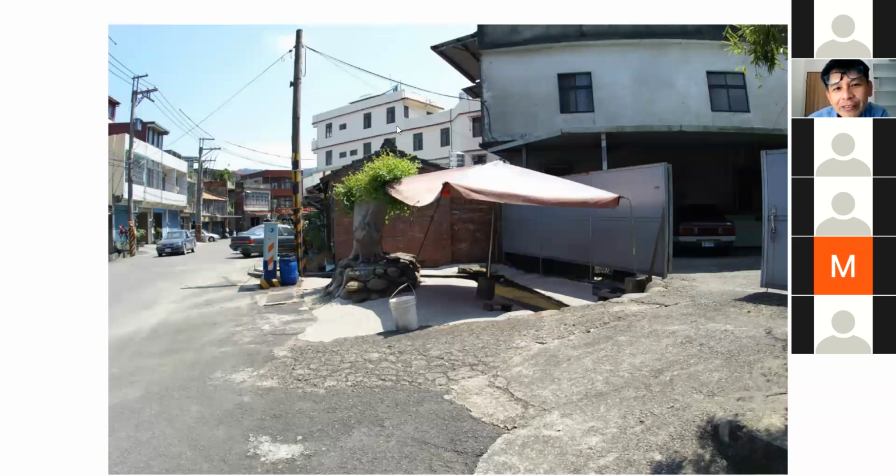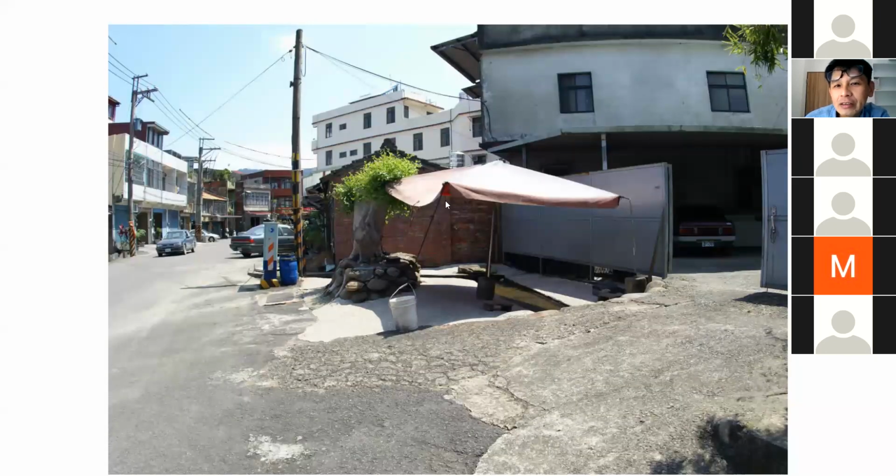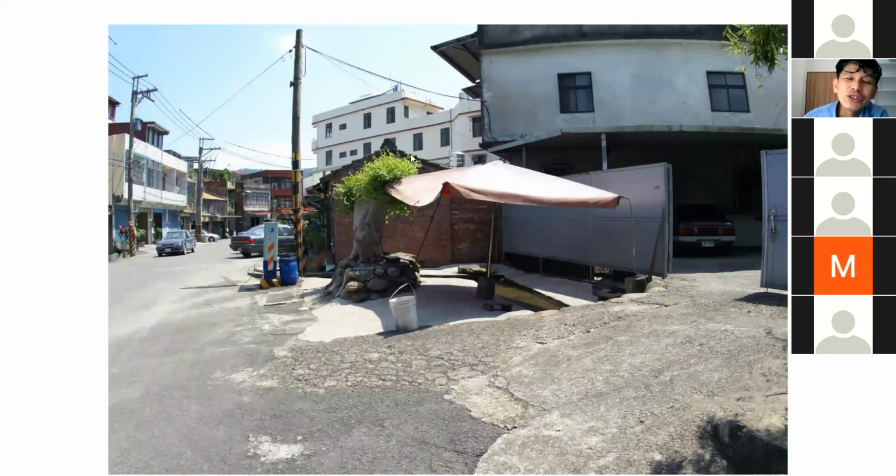When I went back to the washing place, you can see that the banyan tree really struggled in the effort to keep living. So it grows like this, and the umbrella changes like this. Now because of the strong wind, they tie the umbrella onto a heavy concrete stone. But after 5 years, it's like this, because the tree grows up.